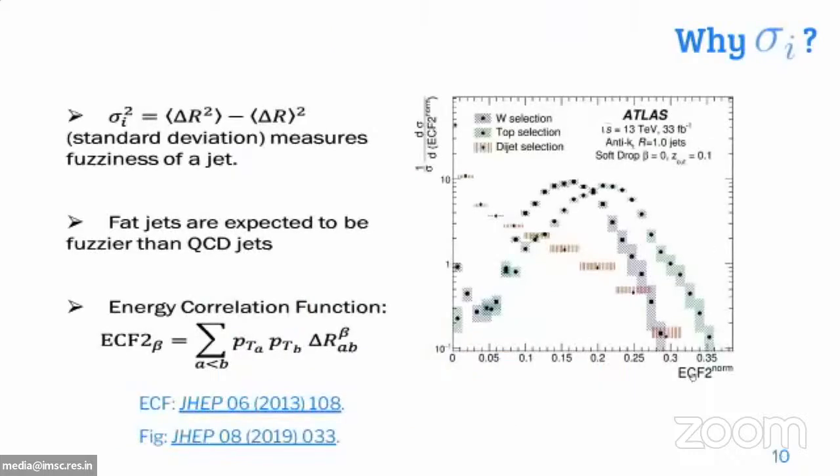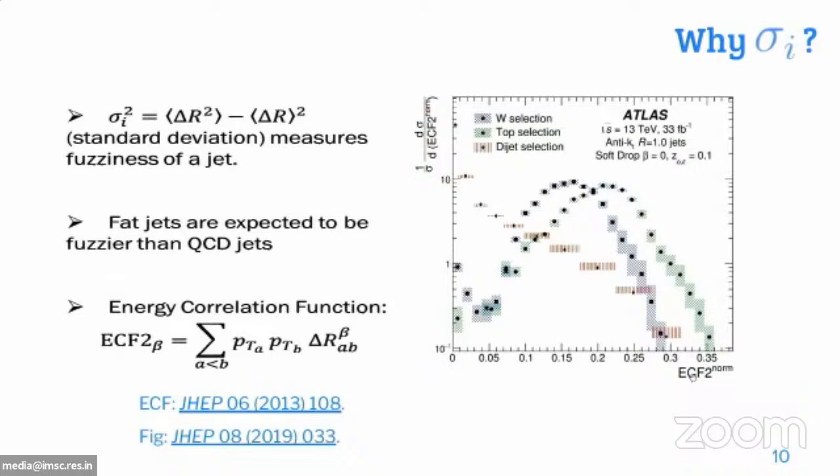So now our question was, why this? One might ask why this particular variable is useful. There are 2 reasons that we found. One is that this sigma I is basically the standard deviation of the delta R's between the constituents of a jet, and that is basically the fuzziness of a jet. And since the fat jets, the jets coming from the heavier objects, tend to be fuzzier, that's why this works. That was one of the explanations.